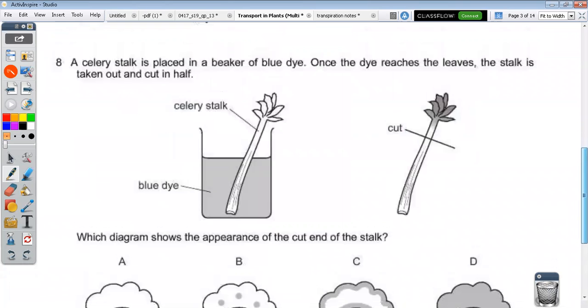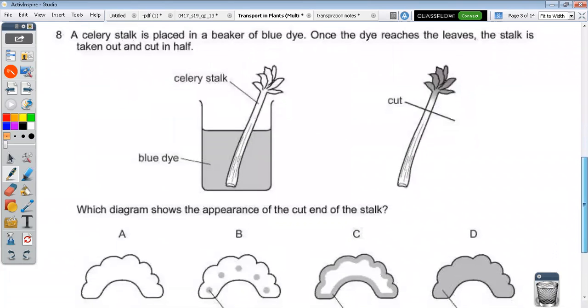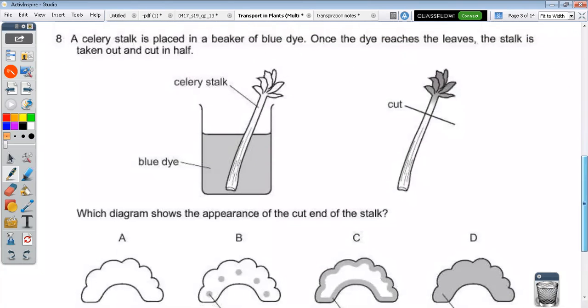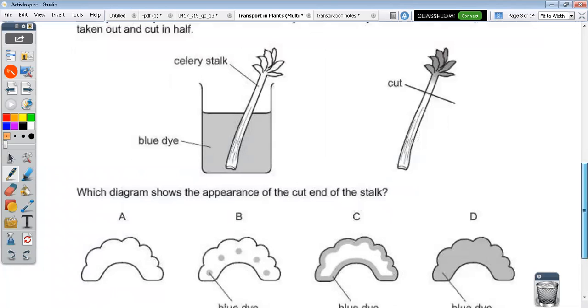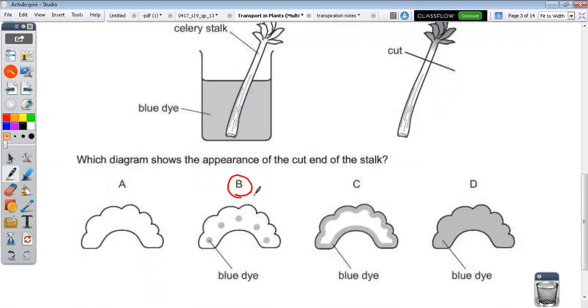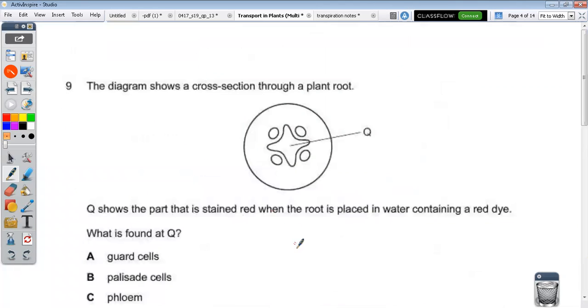Now, which diagram shows you the appearance at the end of the stalk? Okay, now remember, we have that stem there. When you cut it and observe it, remember, it's only the xylem vessels that will be what? That will be colored. Clear? Remember, I even gave you the experiment. It's only the xylem vessels that will be colored because they are taking up water.